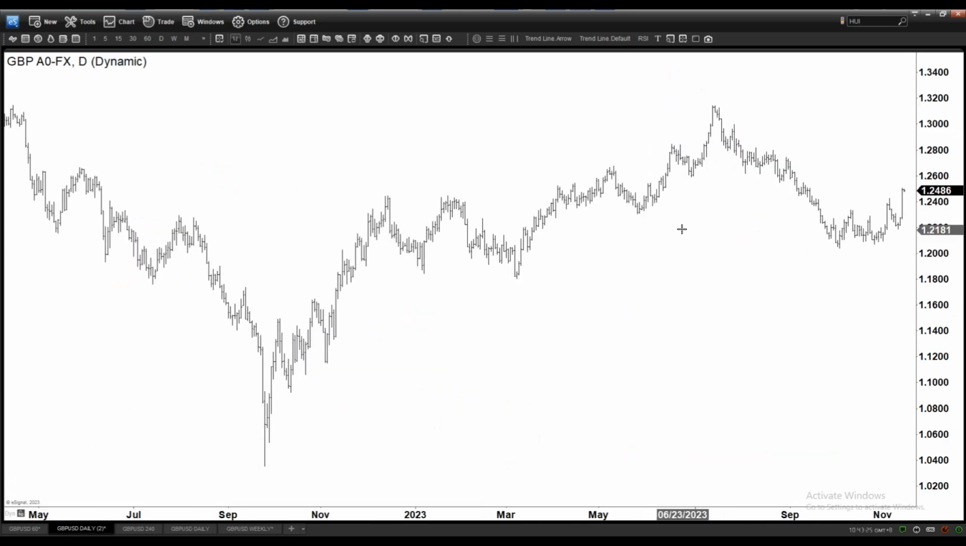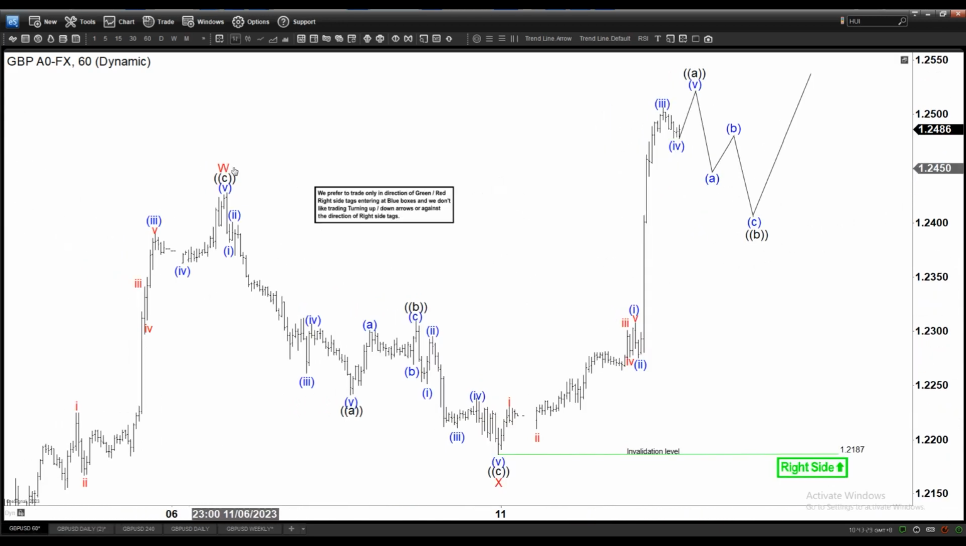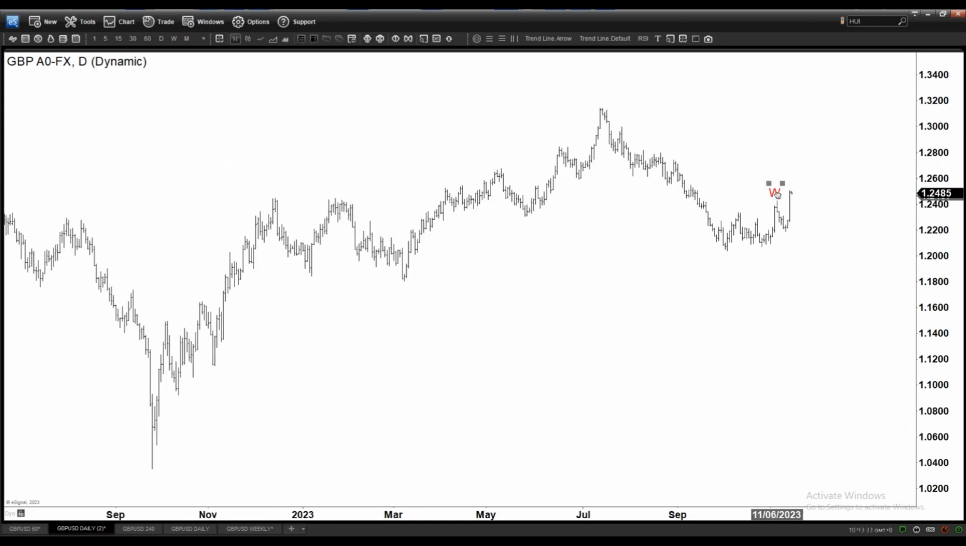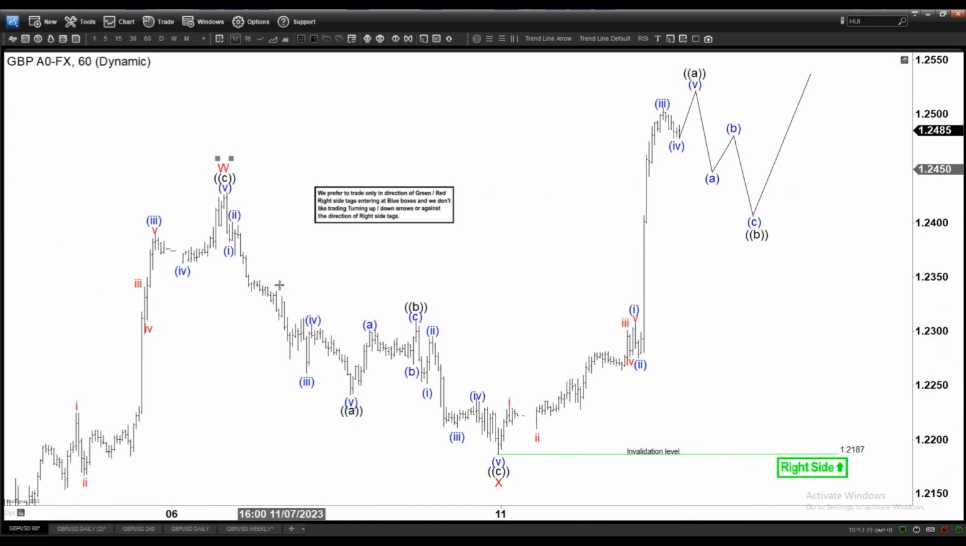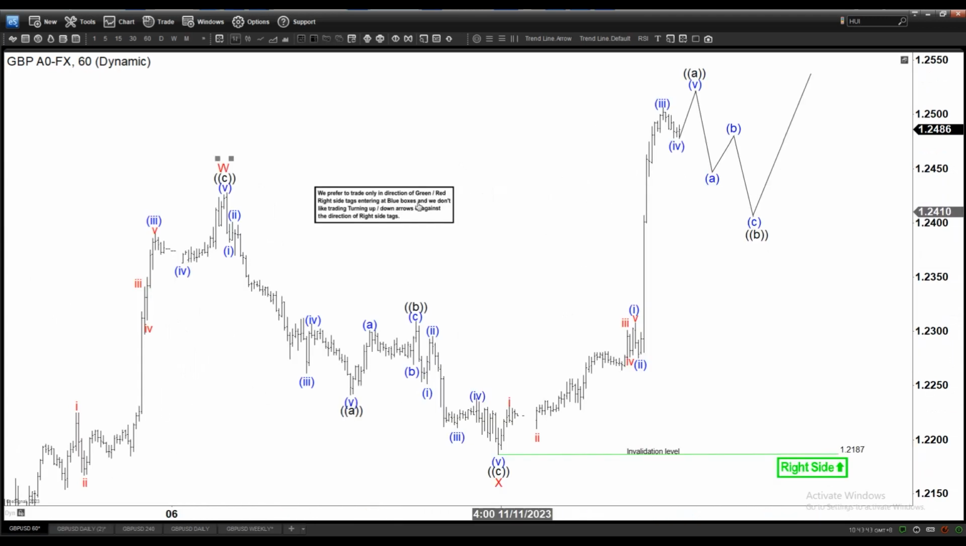Here is the daily time frame. Now, let's put down the WX first. This is the WX here. This is the WX that we see in the 1 hour time frame. All right, so going back to the 1 hour time frame.